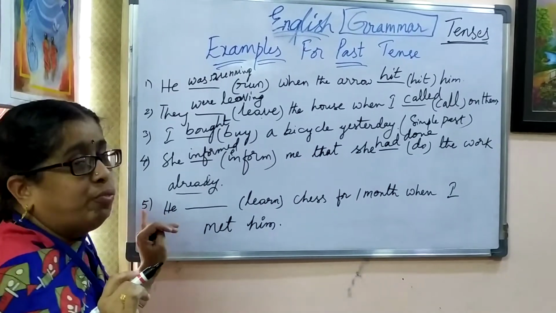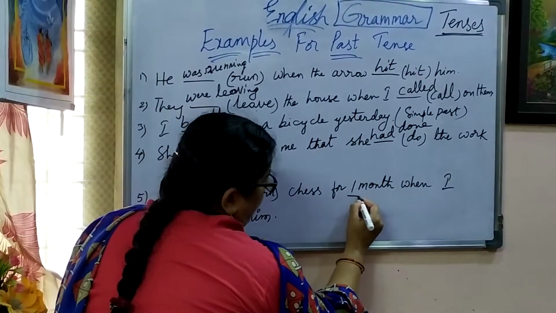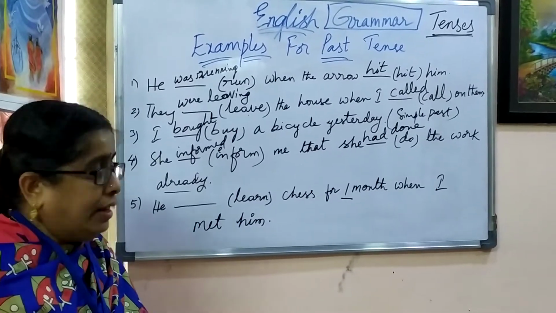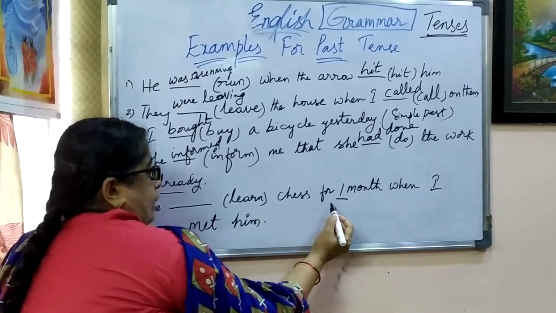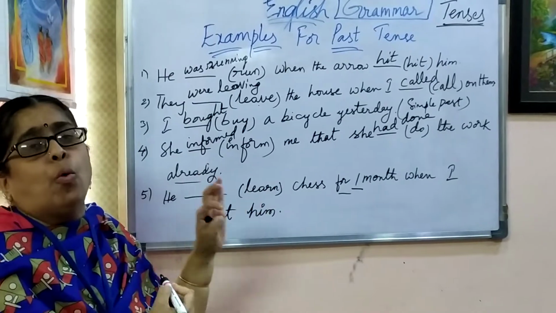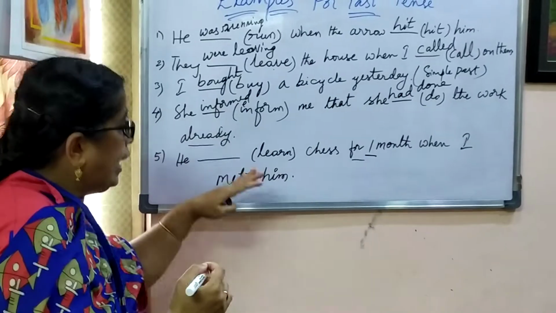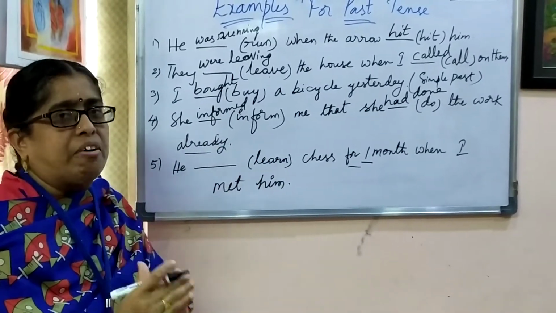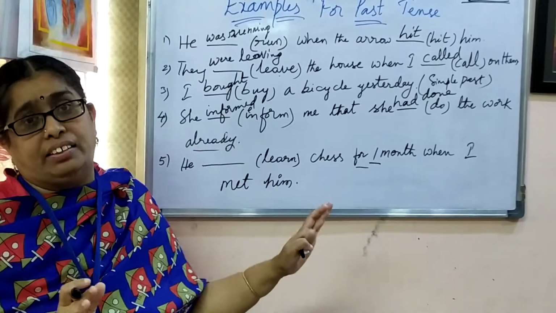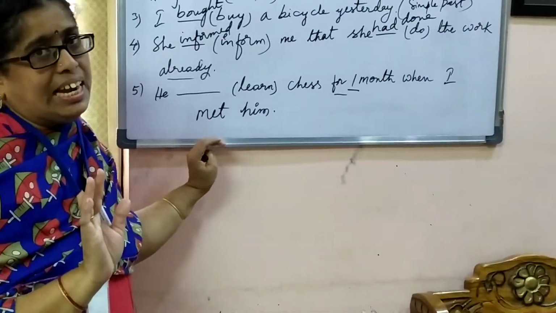Now coming to the fifth example: "He had been learning chess for one month when I met him." See here, the time period is there, for one month. This action of learning was going on for a period of time in the past. That's why here we need to use past perfect continuous tense. We can't use past continuous, "he was learning chess". It's wrong here. Remember very carefully, all of you.